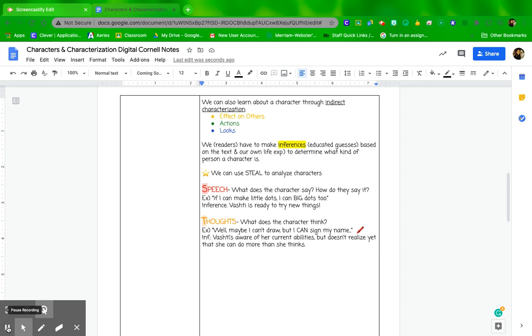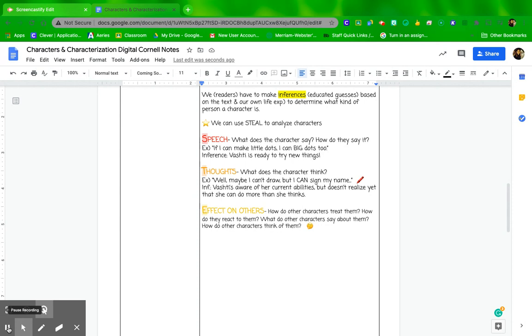In addition to speech, another example of direct characterization is thoughts, or what the characters think. So we'll be using the dot to cover most of these examples. So in the dot, Vashti says, "Well, maybe I can't draw, but I can sign my name." So from this thought, we can infer that Vashti is aware of her current abilities, but doesn't yet realize that she can do more than she thinks.